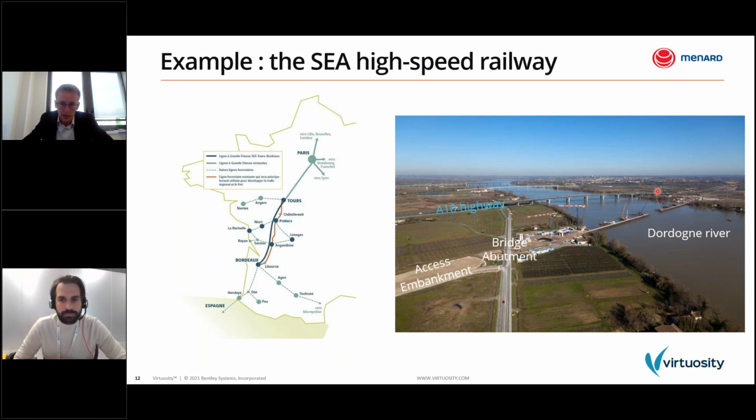Here you can see the construction, this picture has been taken during the construction of the bridge. The bridge abutment, which is here, is installed on deep foundation piles, so no settlement at all at this location. And I will now present the geotechnical design of the railway access embankment, which is here. The height of this embankment is around 10 meters at the connection with the bridge abutment.